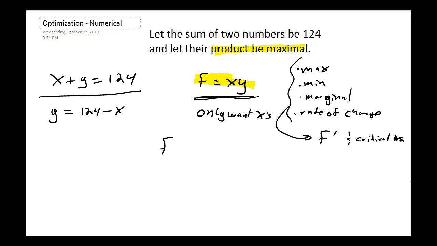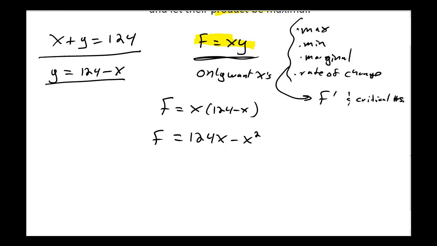This lets me make a replacement. F of x is x times y, but I can switch out y for 124 minus x. Doing some algebra and distributing tells me that the function is equal to 124x minus x squared. This is going to be what I do the first derivative on. When I find f prime, I'm going to find 124 minus 2x.